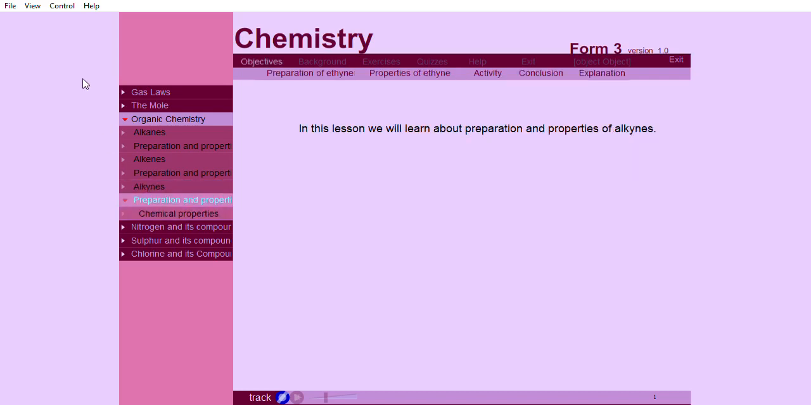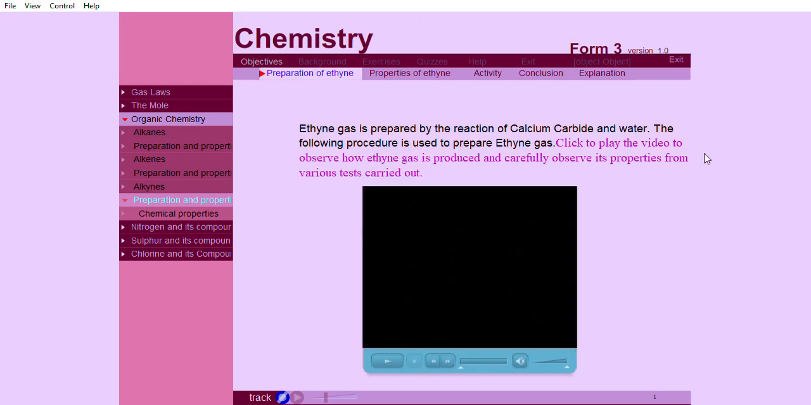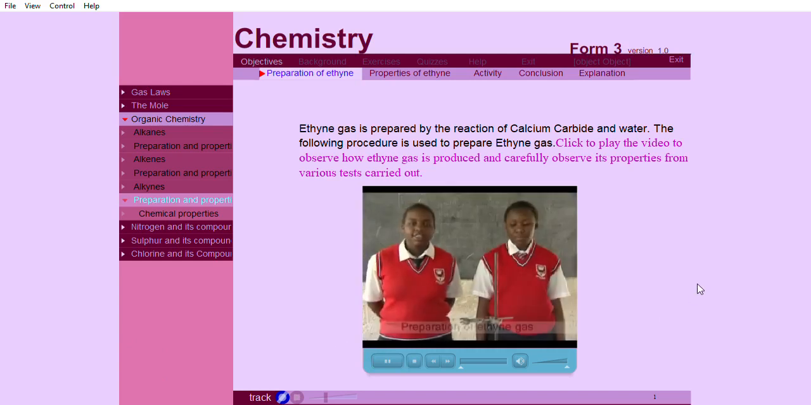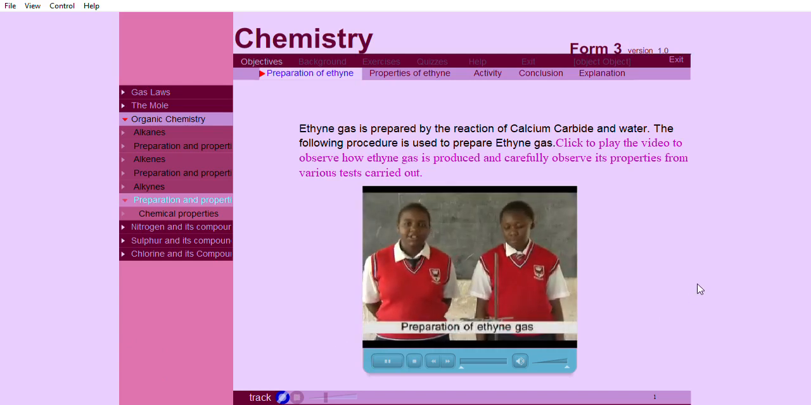In this lesson, we will discuss preparation and properties of alkynes. Ethyne gas is prepared by the reaction of calcium carbide and water. The following procedure is used to prepare ethyne gas. In the preparation of ethyne gas, we will react calcium carbide and water.